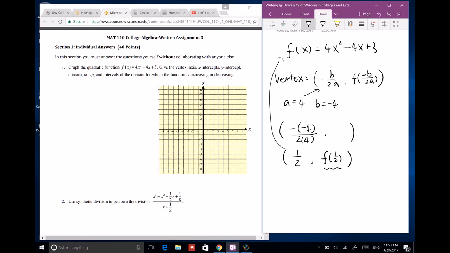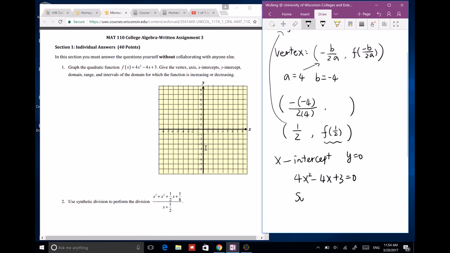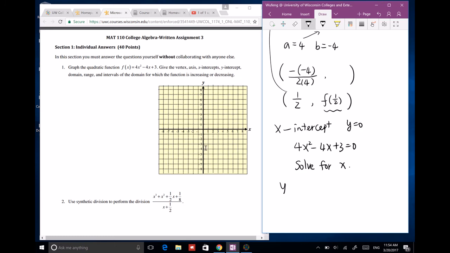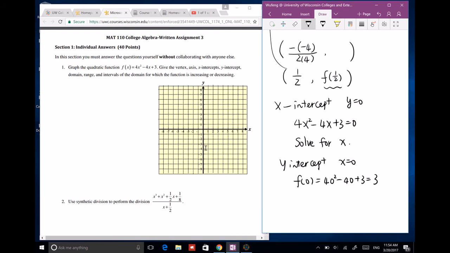This is the vertex. For the x-intercept, y equals 0. Basically you solve 4x² - 4x + 3 = 0 for x. This is the x-intercept. And for the y-intercept, x equals 0. Plug x equals 0 into the function: f(0) = 4 times 0 squared minus 4 times 0 plus 3, which is 3. Then the domain is negative infinity to positive infinity.